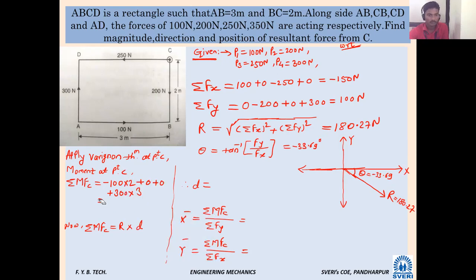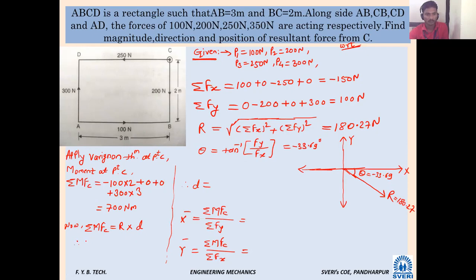700. Okay, 700. What will be the unit for this? Moment's unit is Newton meter. Now here, apply Varignon theorem.